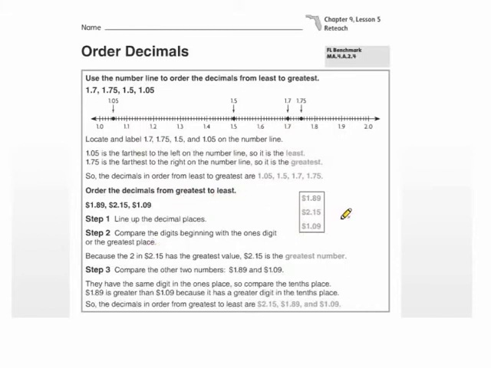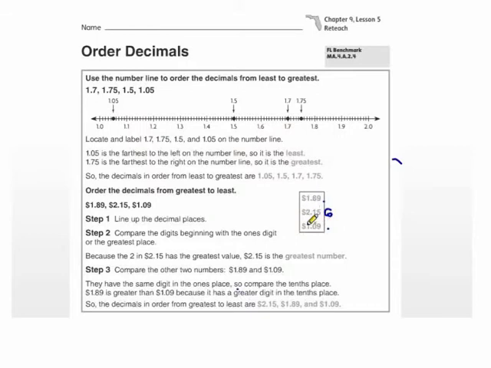Well, if you look here, I know that there's two wholes, and these are one wholes. So because the 2 has the greatest value, $2.15 is the greatest number. And then since this is the greatest, I'm now going to look at these two numbers.